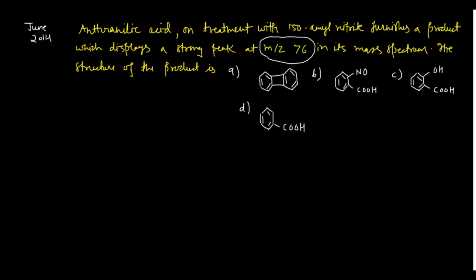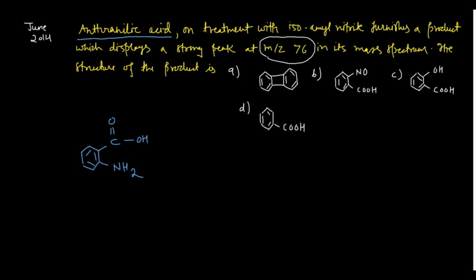First of all, you should know the structure of anthranilic acid. So what is anthranilic acid, guys? You see, this is the benzene ring, and this benzene ring will have C double bond O, OH, which is the acid. And at the ortho position you will put the NH2. So this compound is anthranilic acid.